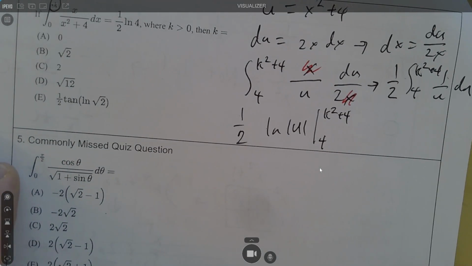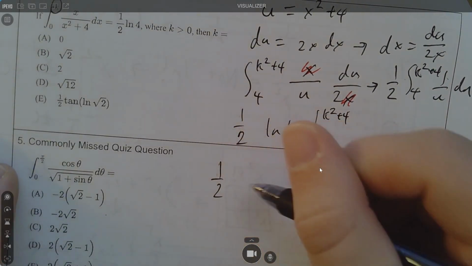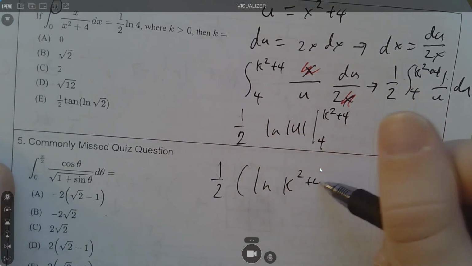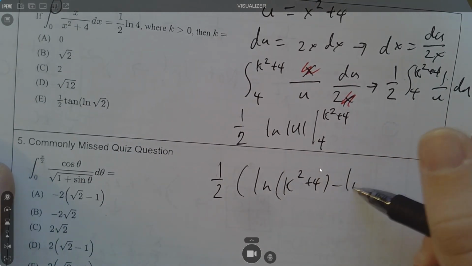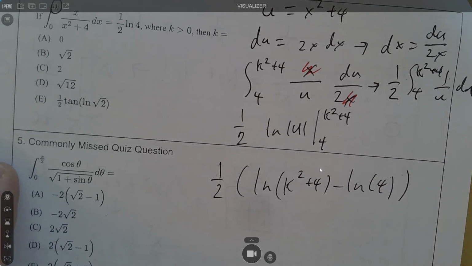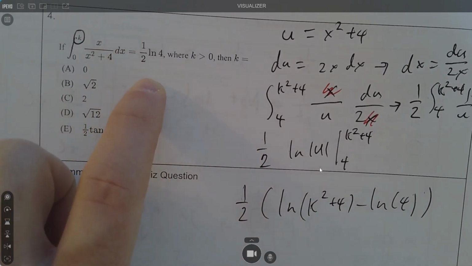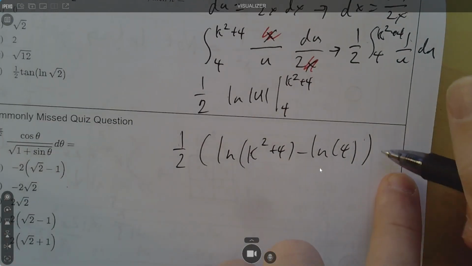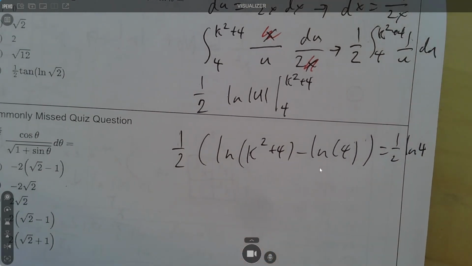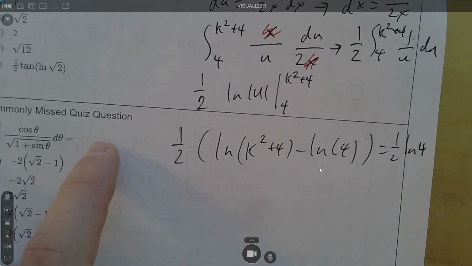Follow me so far? Alright, so now we'll do the difference quotient. So we're going to have 1/2 and then parentheses ln. Now I'm going to plug that in for u: k squared plus 4 minus ln 4. And at this point, I know that this is supposed to equal 1/2 ln 4. I know this must equal 1/2 ln 4. So the half and the half, they cancel out, right? If I'm solving for ln 4 right now, the half and the half are going to cancel.